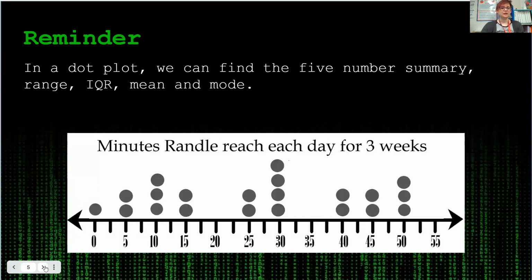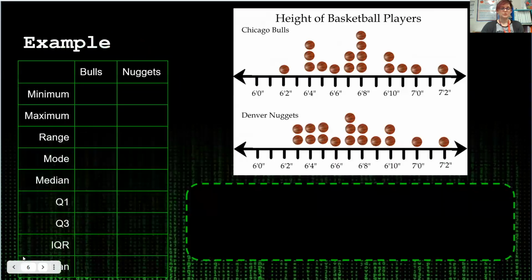So as a quick reminder, there's a lot we can glean from a dot plot. We can find our 5-number summary, the range, the IQR, the mean, and the mode. So let's look right in at our first example.